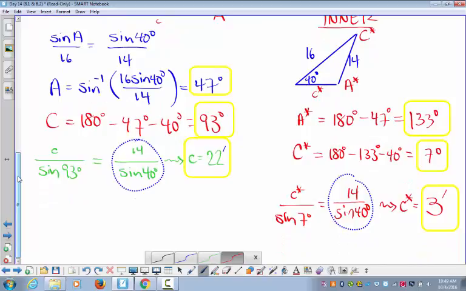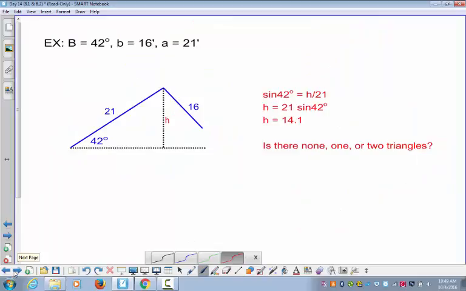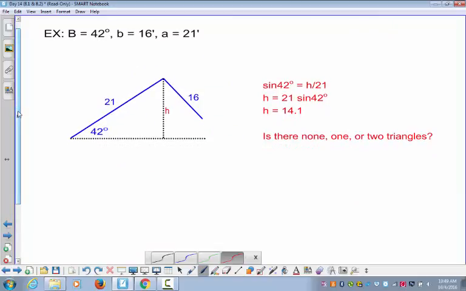Let's do another one. Make sure we have that down. So here is another one, and I've drawn the picture for you. You guys go ahead and do this one. We'll assume that it's obvious that there's two triangles because I calculated the height for you. That's 14.1. And that side over here, side B, is longer than 14.1 and it's less than 21. So there's two triangles there. So you guys go ahead and figure out the unknowns for those two triangles.